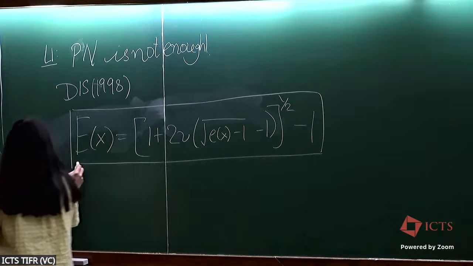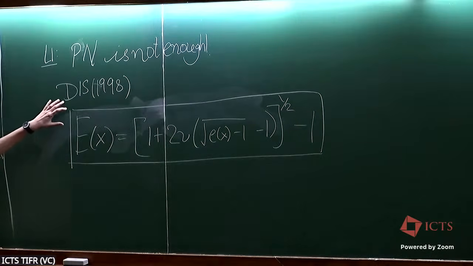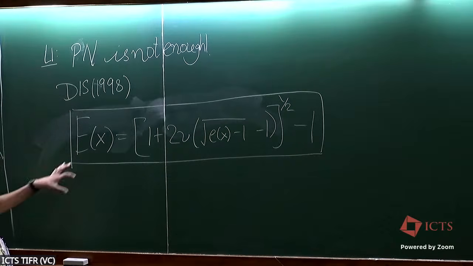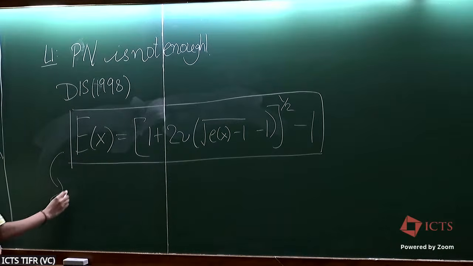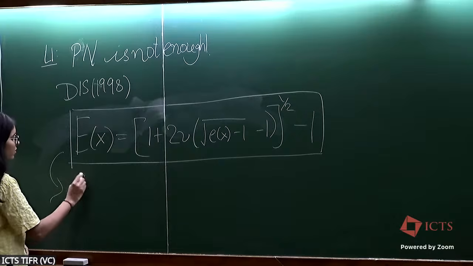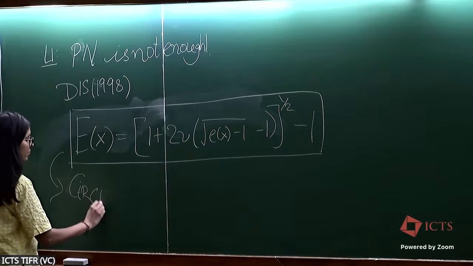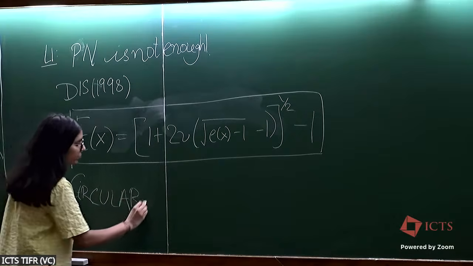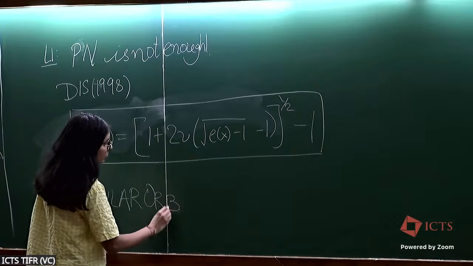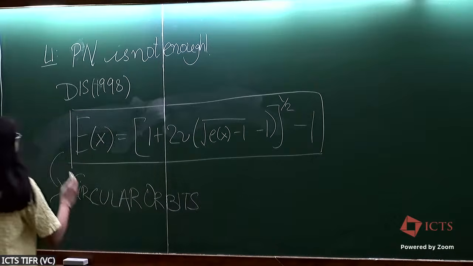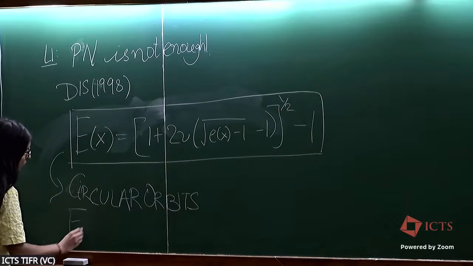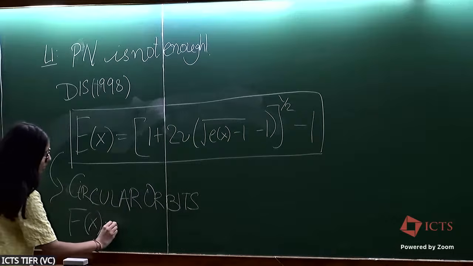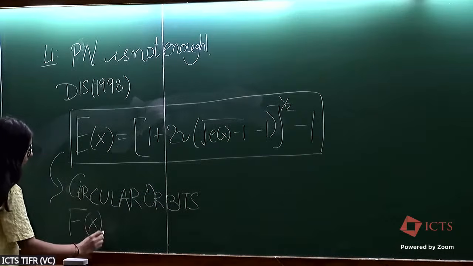So we constructed this energy function in lecture 1 using the DIS approach. And we said that this energy function is now a better representation of post-Newtonian results. And we did this for circular orbits. Along with the energy function, we also considered a resummation of the flux in some way.